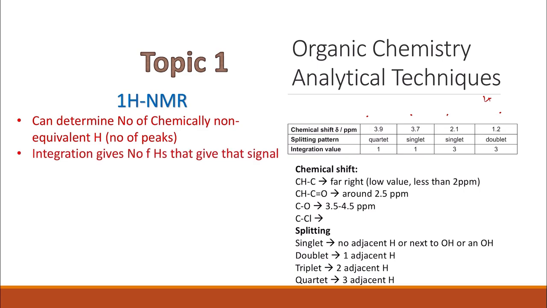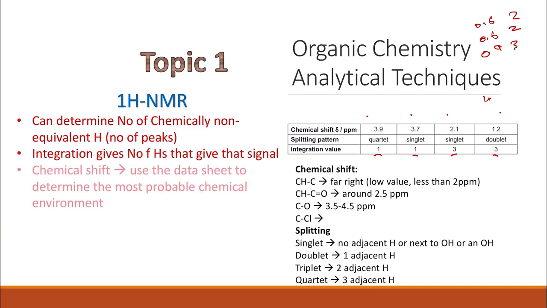The integration will give you the number of hydrogens that give that particular signal. So here it's 3311, for example. That means we have 3 protons, 3 protons, 1 proton, and 1 proton. Each signal's integration will give you the number of protons. Sometimes they give you the integration as a ratio rather than a particular number. For example, like 0.6, 0.6, and 0.9. This is going to be 2, 2, and 3 protons.